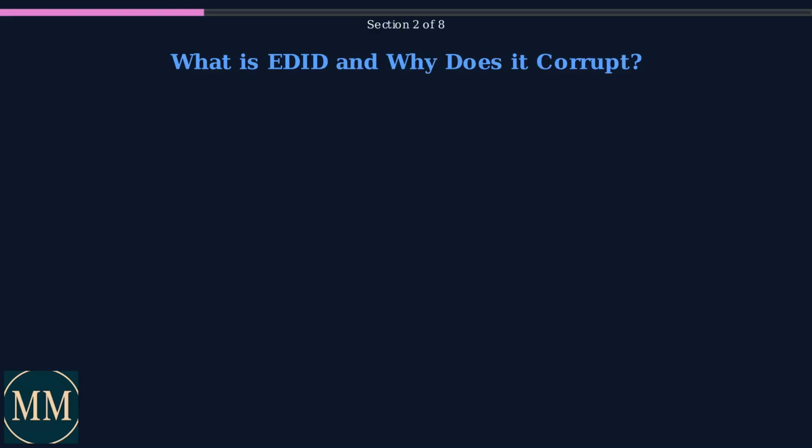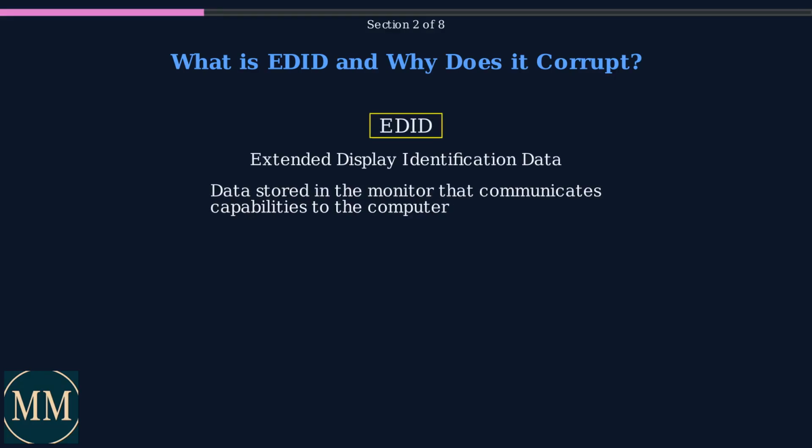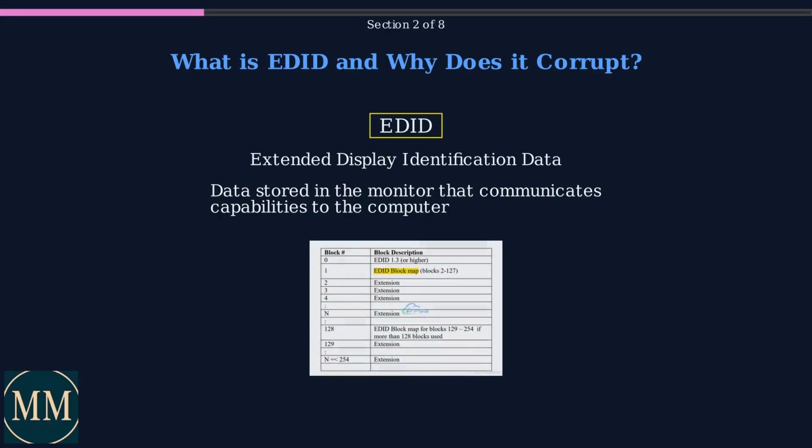EDID, or Extended Display Identification Data, is information stored in your monitor that tells your computer what resolutions and refresh rates the display supports. This is a data structure embedded in your monitor's firmware that tells your graphics card what resolutions, refresh rates, and other display capabilities the monitor supports. The EDID contains detailed information organized into blocks, including supported resolutions and timing information.